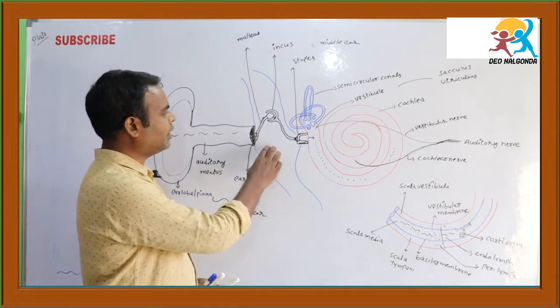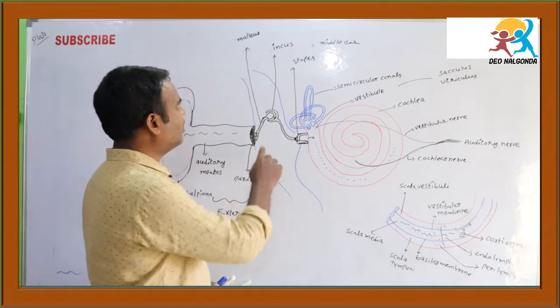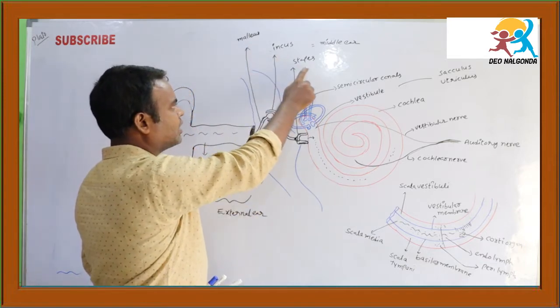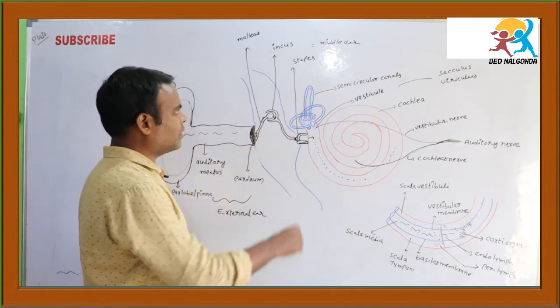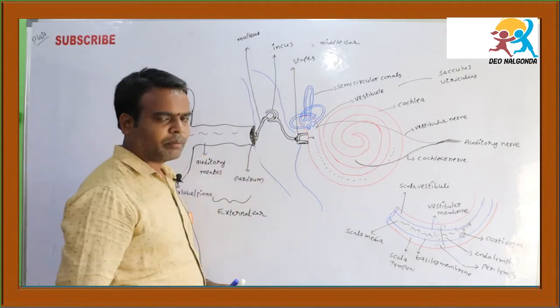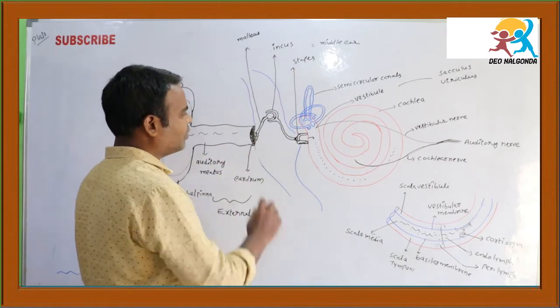Coming to the middle ear, it contains three bones. One is malleus, another one is incus, and the third one is stapes. The stapes is the smallest bone in the human body, and these bones are not fixed.